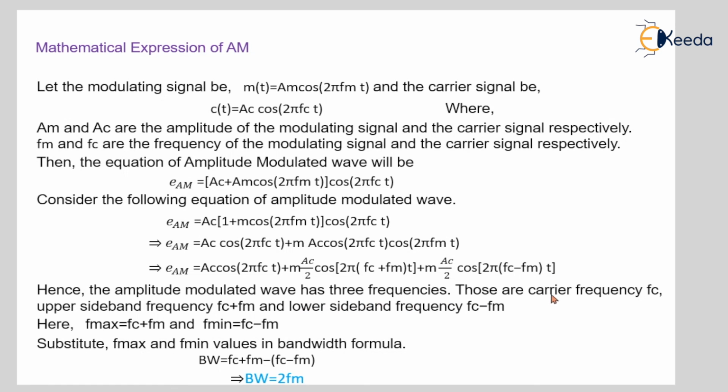First one is the carrier frequency or center frequency, then the upper sideband frequency fc plus fm, and the lower sideband frequency fc minus fm. Here f maximum is fc plus fm and f minimum is fc minus fm. According to that, we are able to calculate the bandwidth as fc plus fm minus fc minus fm. Here fc gets cancelled and simply we get the bandwidth as 2 times fm. This is all about this amplitude modulated wave and its output expression. Thank you.